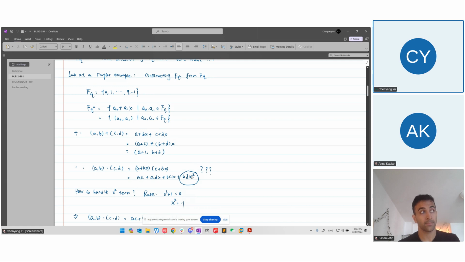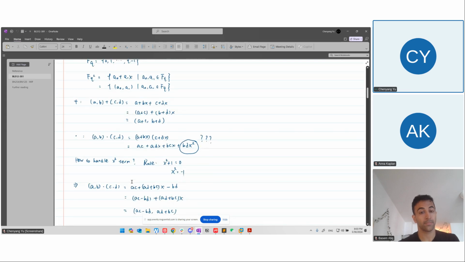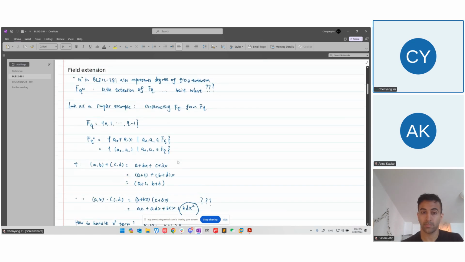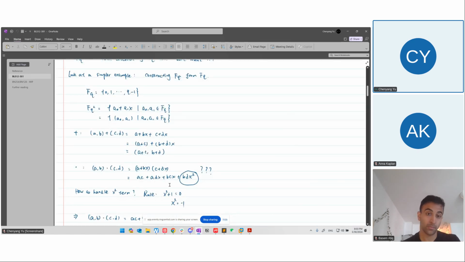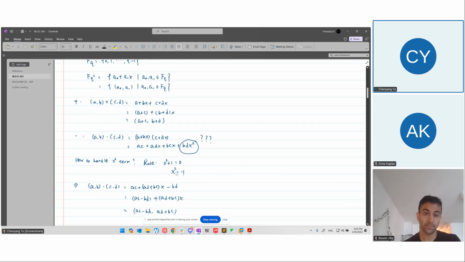Therefore, we have to convert this x squared to some number, right? So for this case, the rule is we define x squared plus 1 equals 0. So this is the thing, like we are extending the field R based on this rule. So we are adding a new rule, because this x squared plus 1 does not exist in R, right? So this one is a new rule that we added into here. So we can substitute x squared with -1.